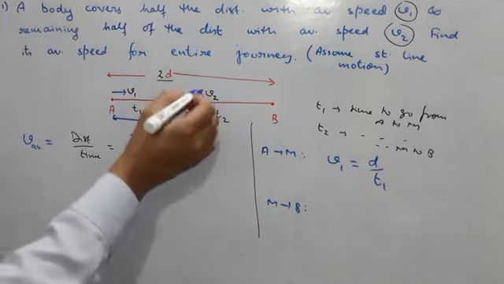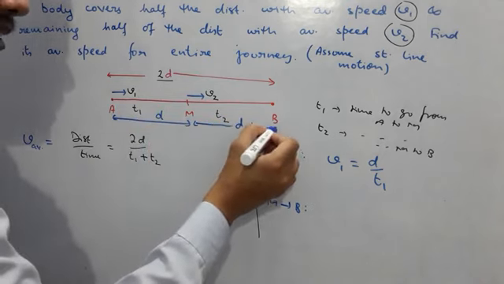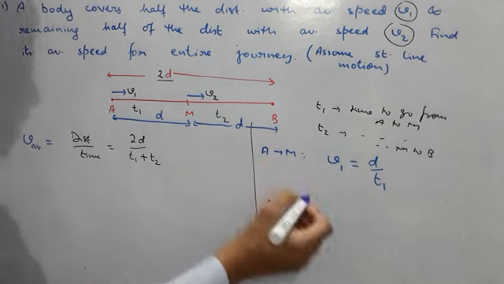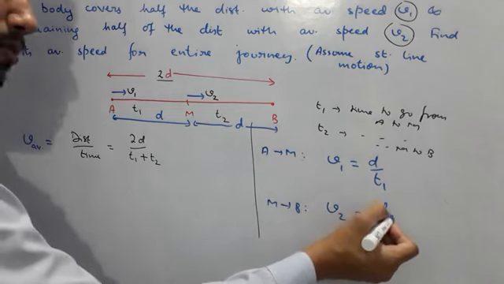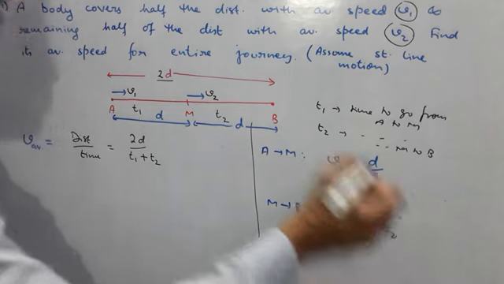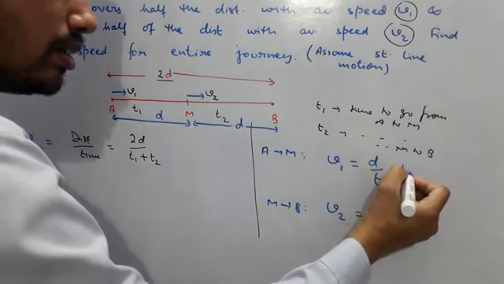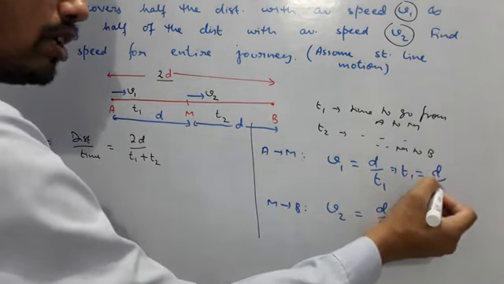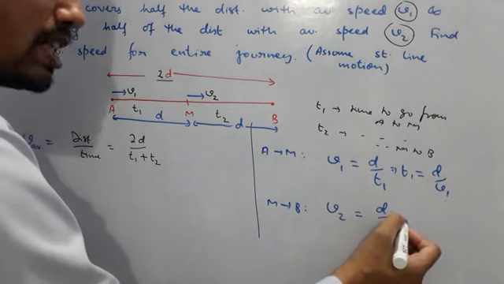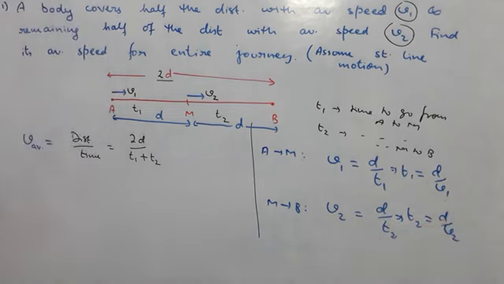Same thing we have to apply here. If this is d, this distance will also be d. The average speed for the second half of the journey v2 is distance, that is d, by time, that is t2. Now to find t1 and t2, we'll use these relations. So t1 will be d upon v1. And what will be t2? t2 will be d upon v2.